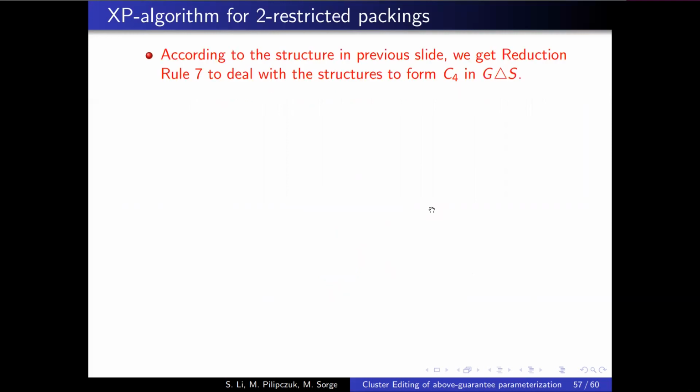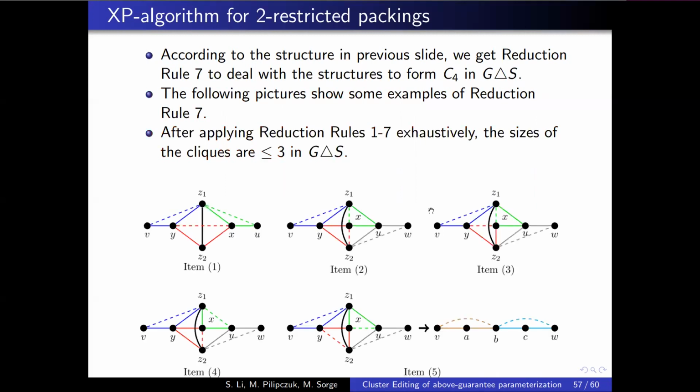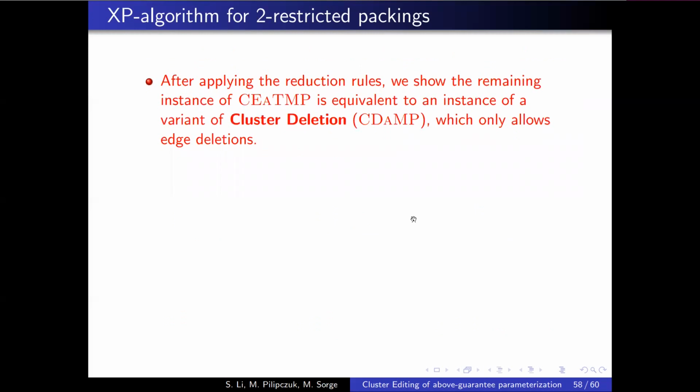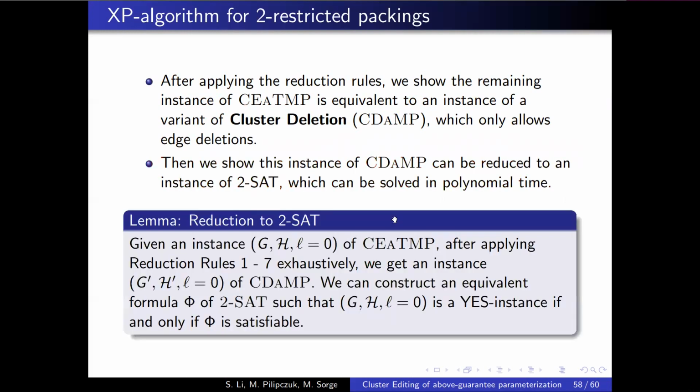According to the structure in the previous slide, we get reduction rule 7 to deal with the structures to form a C4 in the final cluster graph. The following pictures show some examples of reduction rule 7. After applying reduction rules 1 to 7 exhaustively, the sizes of the cliques are at most 3 in the final cluster graph. After applying all these reduction rules, we show the remaining instance of CATMP is equivalent to an instance of a variant of cluster deletion, which only allows edge deletions. Then we show this instance of CDAMP can be reduced to an instance of 2-SAT, which can be solved in polynomial time. This is our main lemma for the reduction to 2-SAT.